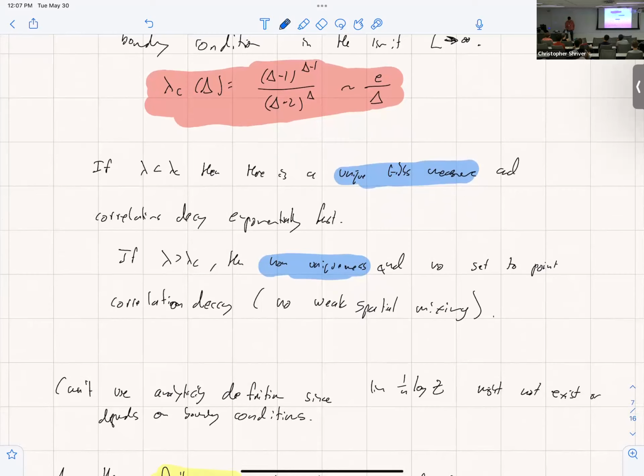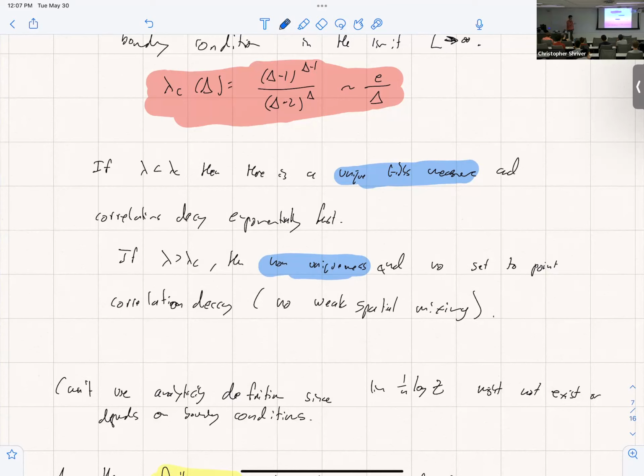Notice that you can't use this analyticity definition of a phase transition here, because this limit of 1 over n log partition function, there's tons of vertices on the boundary of a tree. So in particular, this limit could not exist, or it certainly could depend on the boundary condition. And so this definition really doesn't make sense.